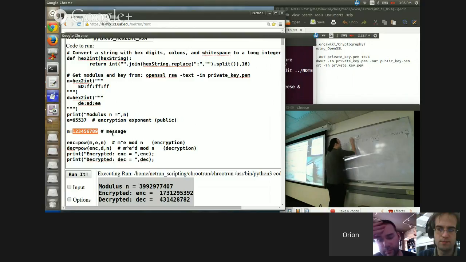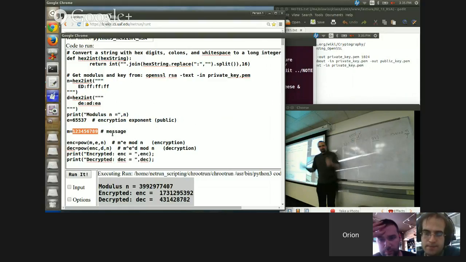We know what e is. e is 64K plus 1, a fixed number. We run the modular inverse algorithm to compute d. Now we have our decryption algorithm. We have our decryption. What's the problem with this?